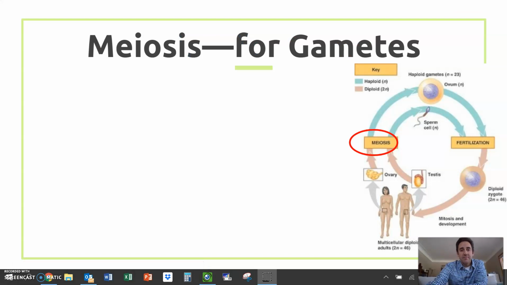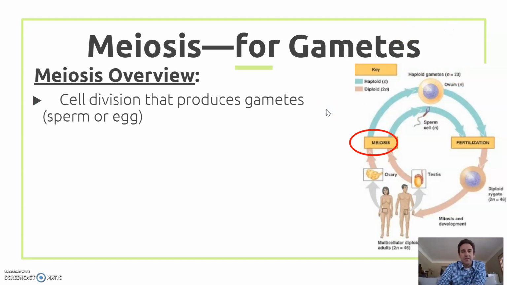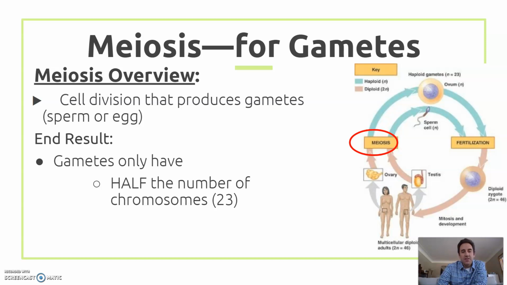So this process of meiosis is a new type of cell division that produces the gametes, the sperm or the egg. The end result is that the gametes only have half the number of chromosomes. So we're cutting the chromosome number in half. The importance of this is it allows genetic material from a male and a female to come together without doubling the chromosome number every generation.